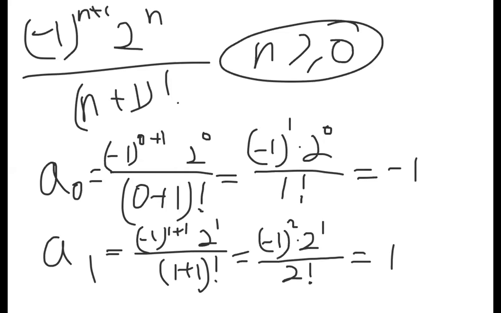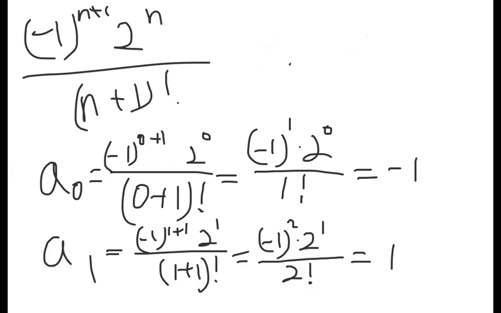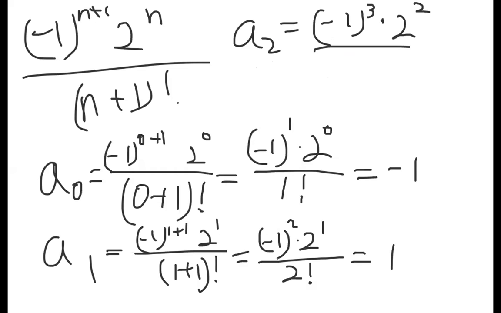So for A2, you should have -1 to the third power times 2 squared divided by 3 factorial. And the result should be -2 over 3.